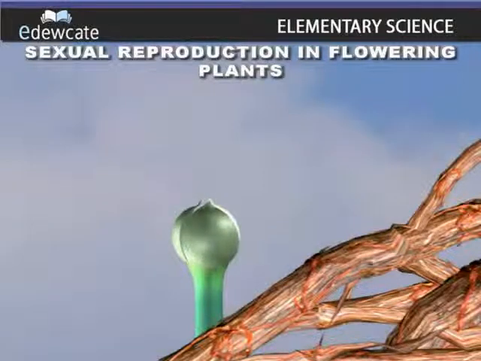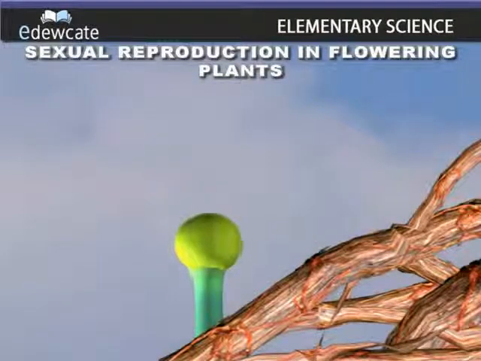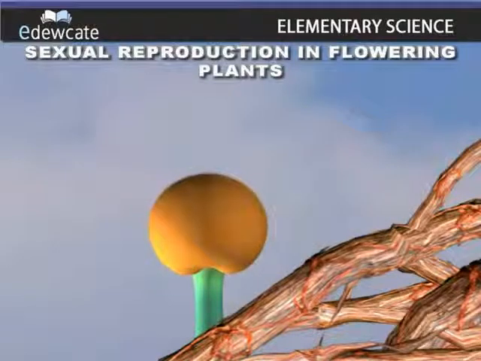The seed contains the future plant or embryo which develops into a seedling under appropriate conditions. This process is known as germination.